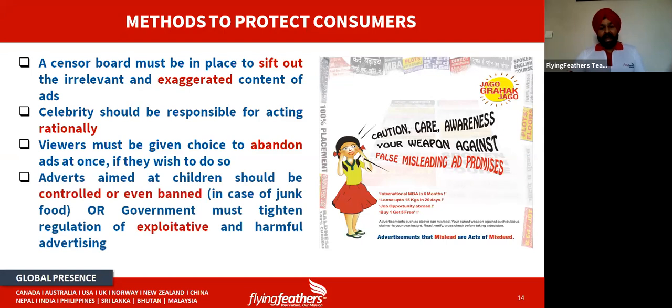Next point is adverts aimed at children should be controlled or banned. Like in the case of junk food, I told you, such type of advertisement should be completely banned or these should be controlled, right? Or government must tighten regulation of exploitative and harmful advertisement.